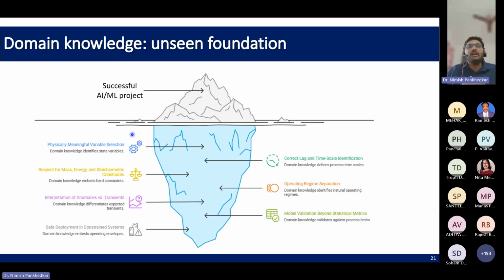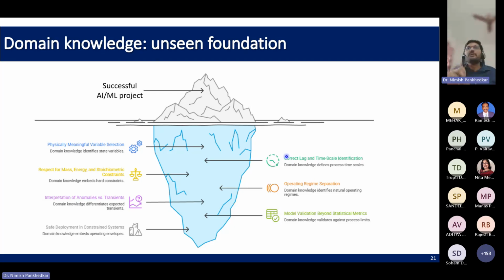You are able to respect all the constraints of mass or energy conservation, stoichiometric constraints, the reaction constraint, the kinetics is what you know. So that makes the model more deployable. The interpretation of anomalies versus transients, safe deployment, as I mentioned earlier, the understanding of synchronization between the data, different frequency data, mapping it together on a same level is again important.